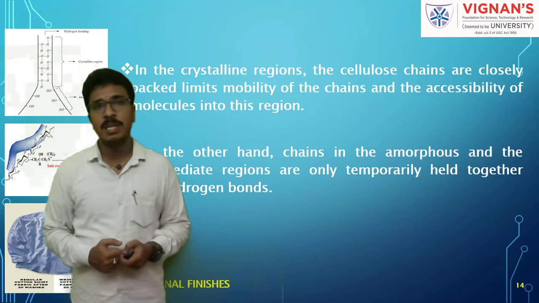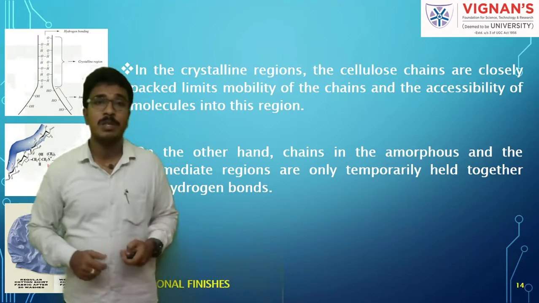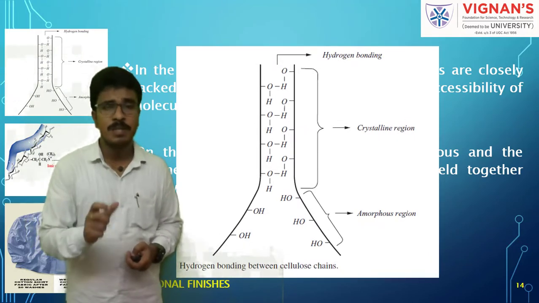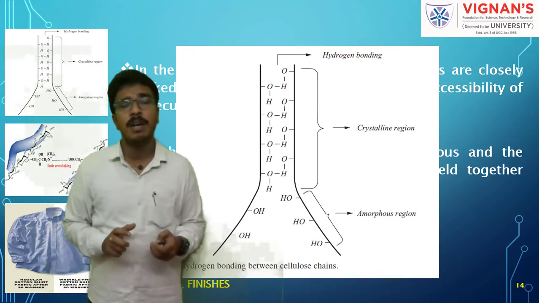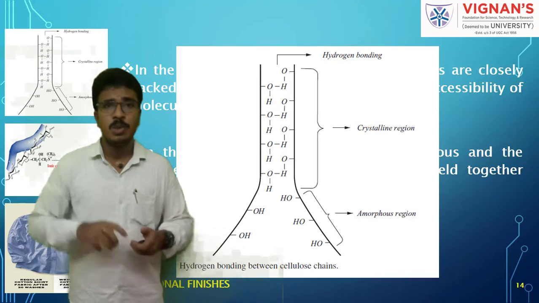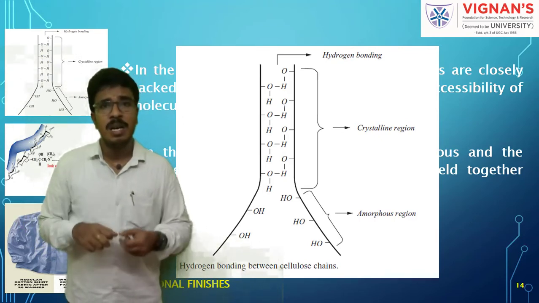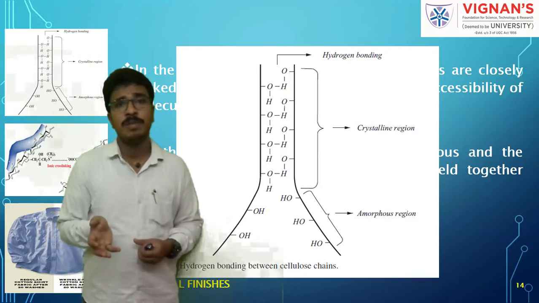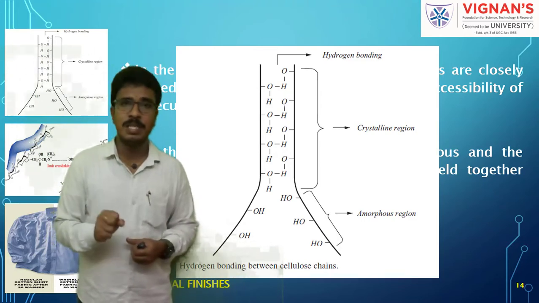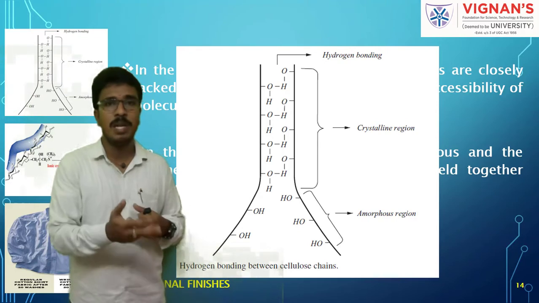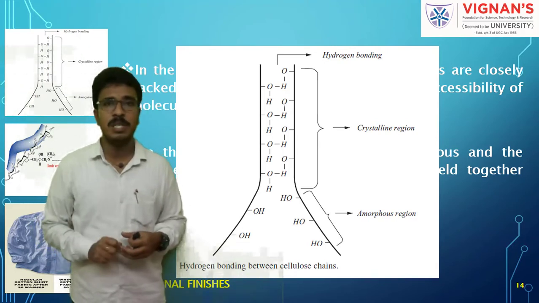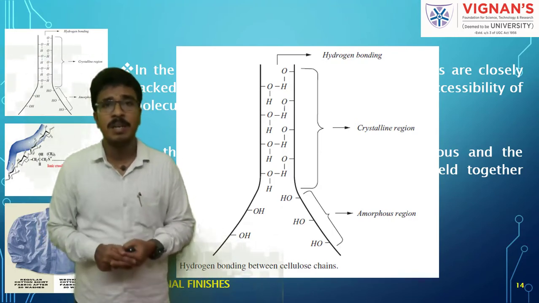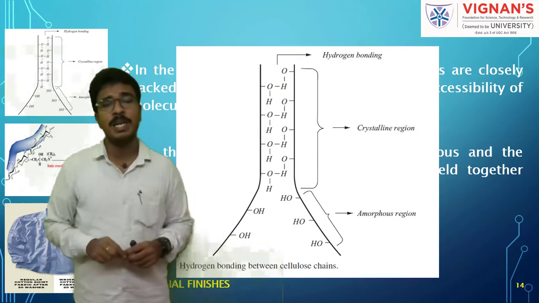Now what can we think about this? Because of the presence of free hydroxyl groups in the amorphous region, when applying mechanical stress or any other forces, there will be reformation of hydrogen bonds in the amorphous region. That means earlier there wasn't any hydrogen bond in the amorphous region. Now, because of applying these forces or mechanical stresses, new hydrogen bonds are forming in the amorphous region.